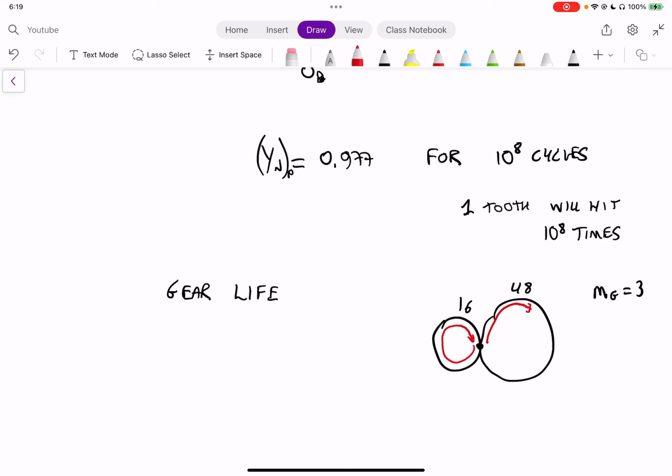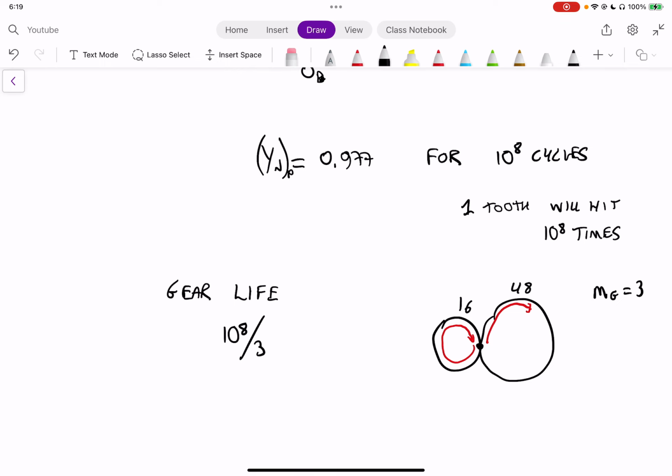So if the pinion life is 10 to the 8 cycles, that means the gear life is actually going to be 10 to the 8 cycles divided by 3, or divided by the mg essentially. Because you're only going to have a tooth in the gear hit every 3 rotations of the pinion. So there's going to be 3 times less contact for your gear teeth as opposed to your pinion teeth.